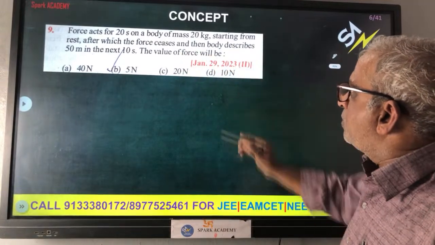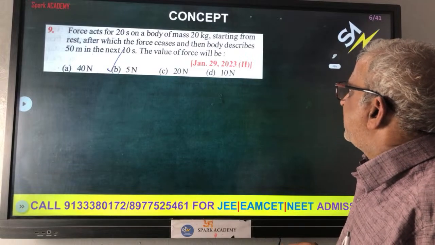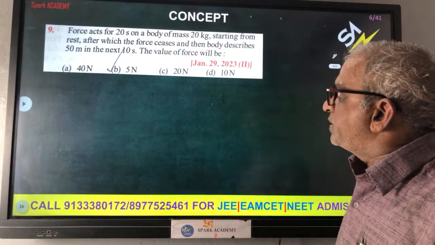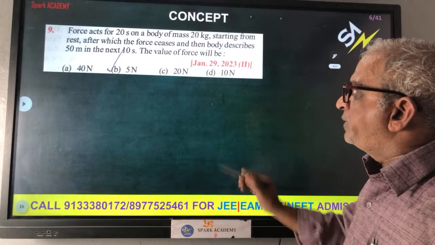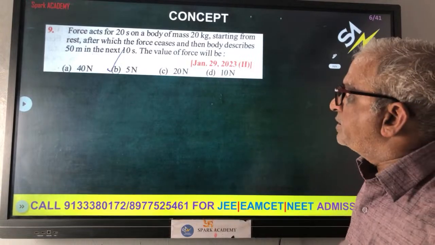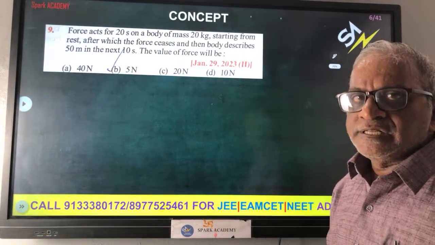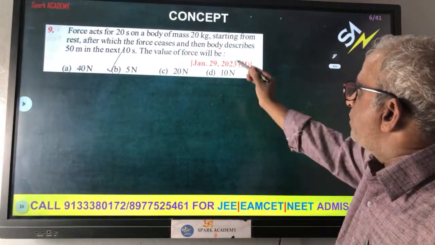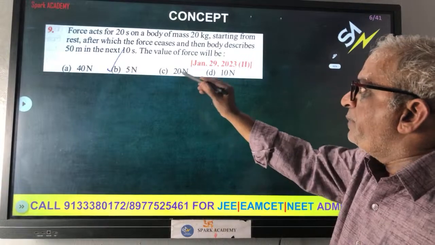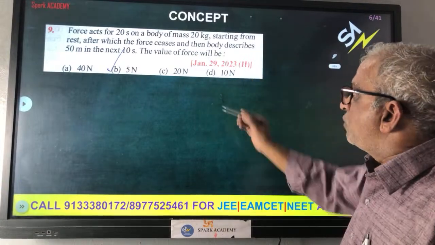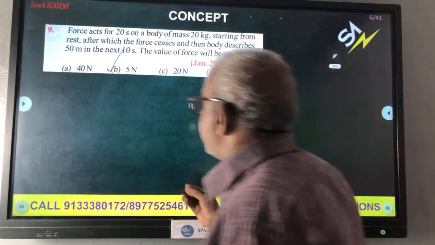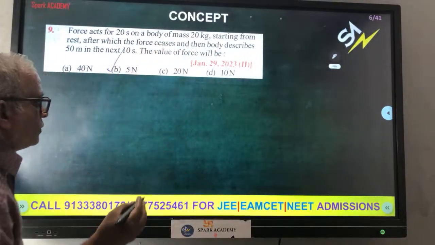When force is acting on the body, definitely it will move with acceleration. Starting from rest, u is equal to 0. But after some time, it will attain some velocity. After some time, the force ceases. Force ceases means force becomes 0. And then the body describes 50 meters in the next 10 seconds. Then what is the value of force? So this has uniform motion as well as non-uniform motion.